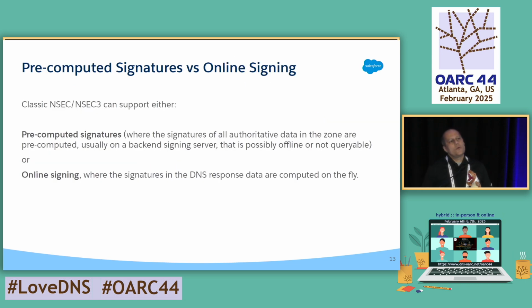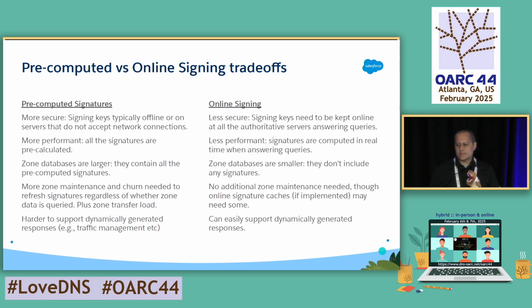All right. So NSEC and NSEC3 both accommodate pre-computed signatures and online signing. And in this next slide, I've tried to contrast these two approaches. So pre-computed signing is generally more secure because the signing keys can be kept offline or at least on a much more guarded backend system. And they are more performant too because all the signatures can be pre-calculated.